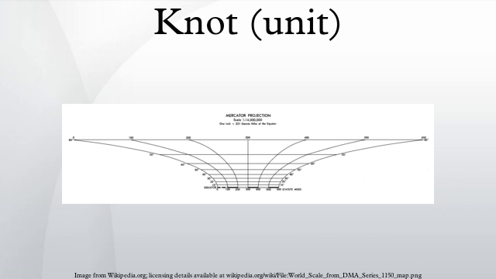KTAS is knots true airspeed, the airspeed of an aircraft relative to undisturbed air. KIAS is knots indicated airspeed, the speed shown on an aircraft's pitot static airspeed indicator. KCAS is knots calibrated airspeed, the indicated airspeed corrected for position error and instrument error. KEAS is knots equivalent airspeed, the calibrated airspeed corrected for adiabatic compressible flow for the particular altitude.